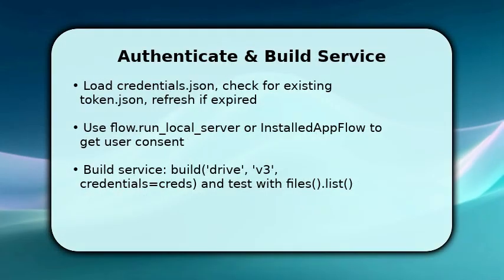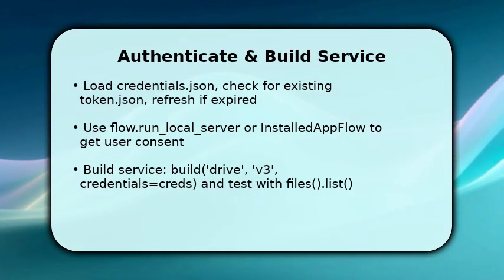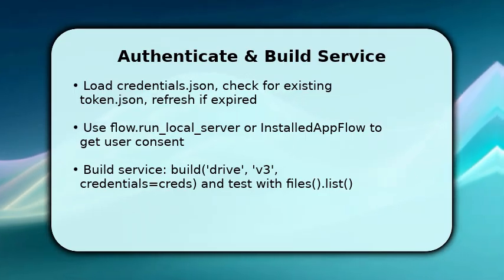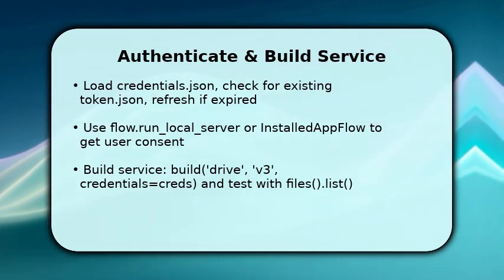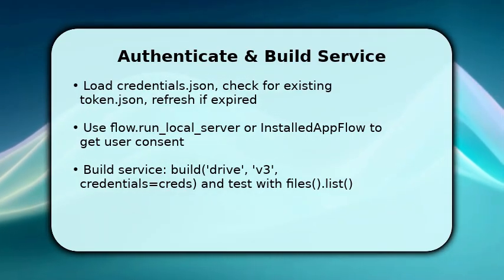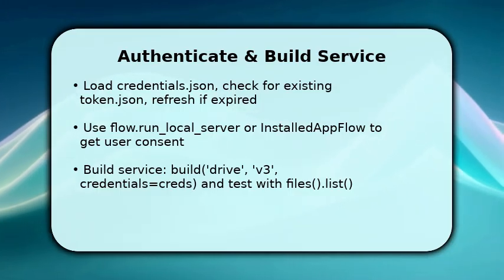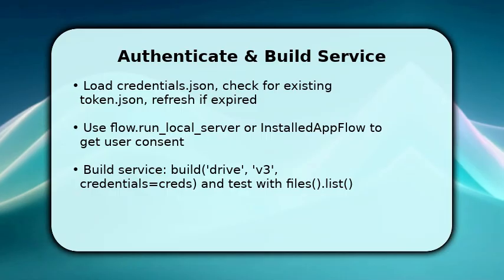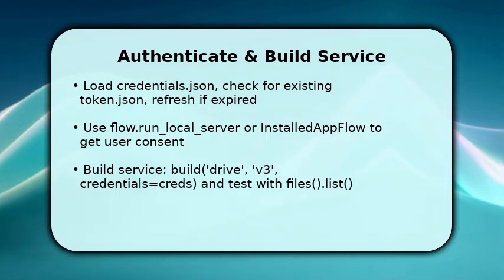Now you authenticate and create the service object. You load credentials.json and check for token.json, if missing, run the installed app flow to obtain tokens. Once you have creds, refresh them when expired so calls remain valid. Then call build drive v3 credentials equals creds to create the Drive service.